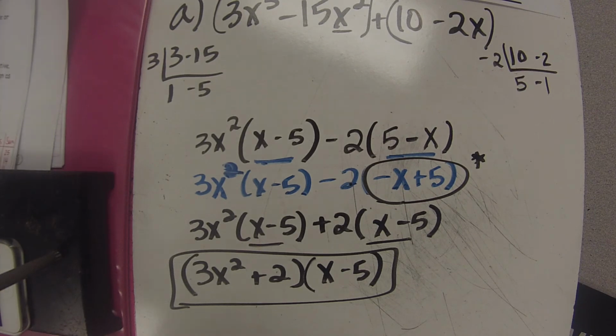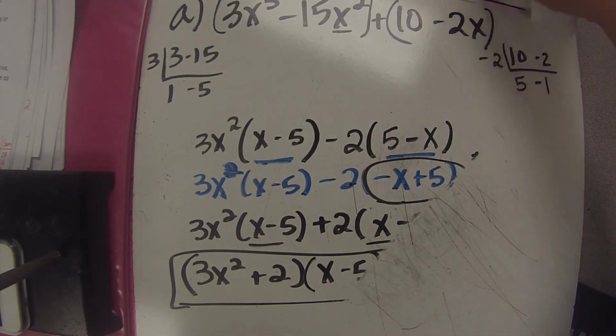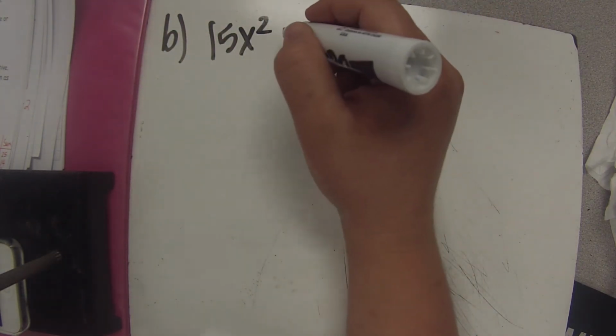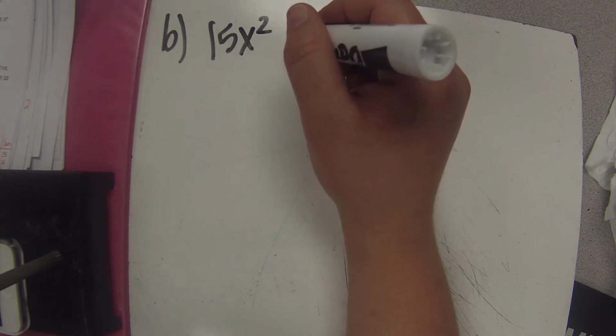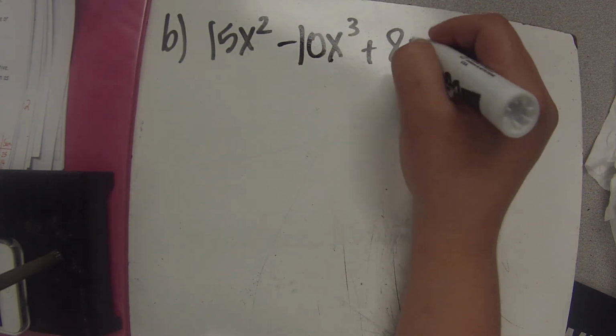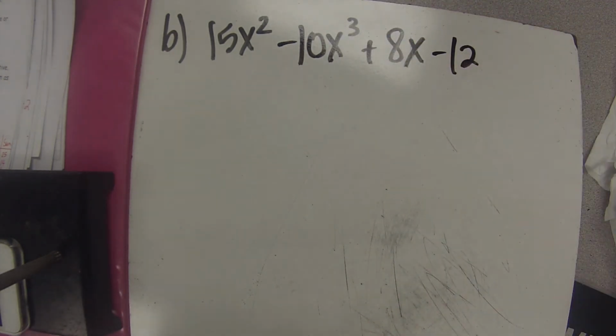So go ahead and turn your notes packet. Let's look at problems B and C. These may take you a little more time to realize. Okay, so for B, I'm going to move this opposite sign. I have 15x squared minus 10x cubed plus 8x minus 12.